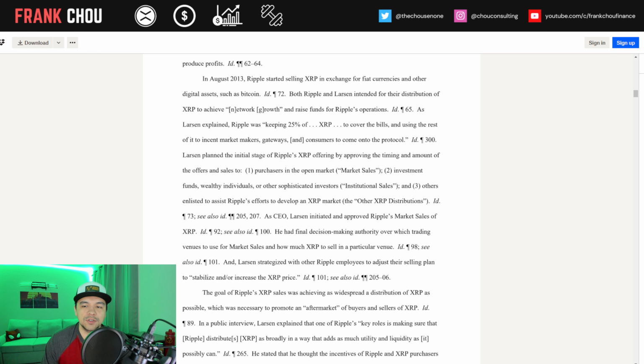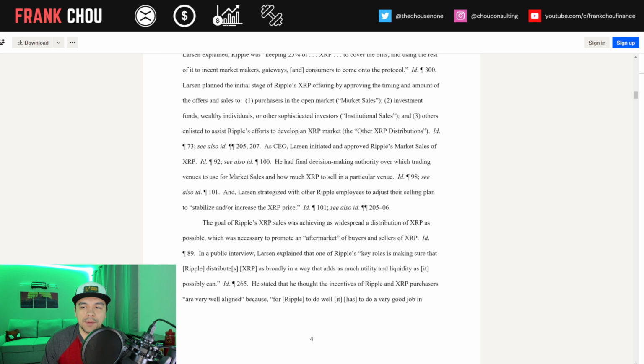Larsen planned the initial stage of Ripple's XRP offering by approving the timing and amount of the offers and sales to: 1. Purchasers in the open market; 2. Investment funds, wealthy individuals, or other sophisticated investors, these are institutional sales; and 3. Others enlisted to assist Ripple's efforts to develop an XRP market, the other XRP distributions.